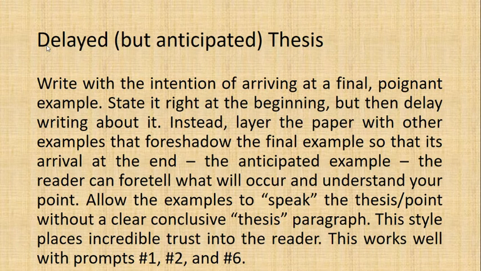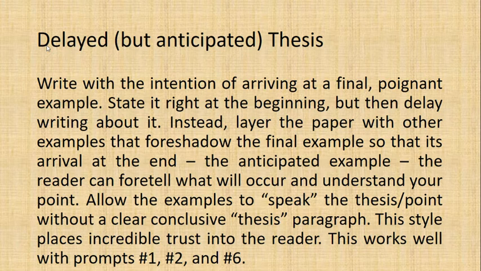Now, the next 3 types of forms are a little bit more tricky, a little bit more advanced. This one's probably the hardest one. We call this a delayed or anticipated thesis. This is what you did for writing number 2. This is when you write with the intention of arriving at a final, more poignant example. So you state it right at the beginning, but then you delay writing about it.